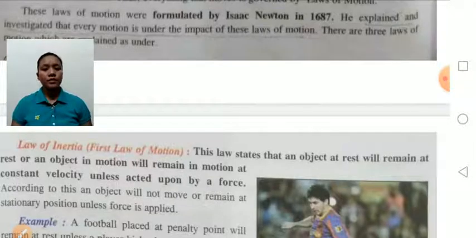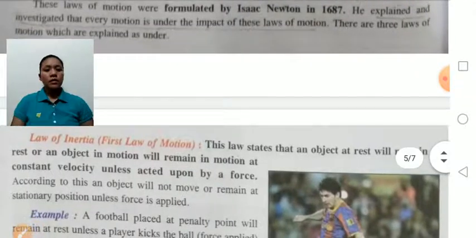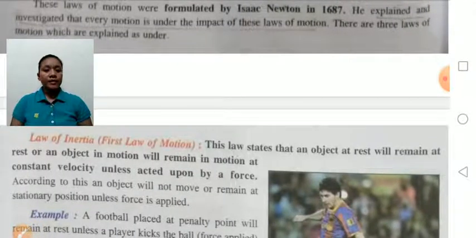First law of motion, that is the law of inertia. This law states that an object at rest will remain at rest, or an object in motion will remain in motion at constant velocity unless acted upon by a force. Means when an object is at rest, it remains at rest. जब कोई भी object rest में होगा, then the object will remain in the rest position.